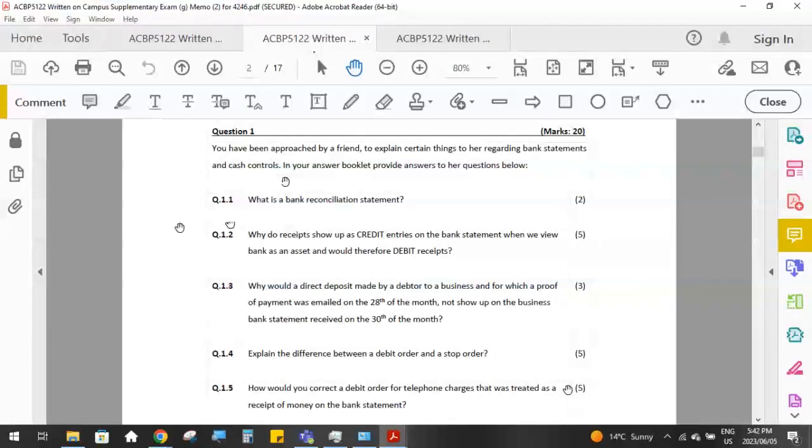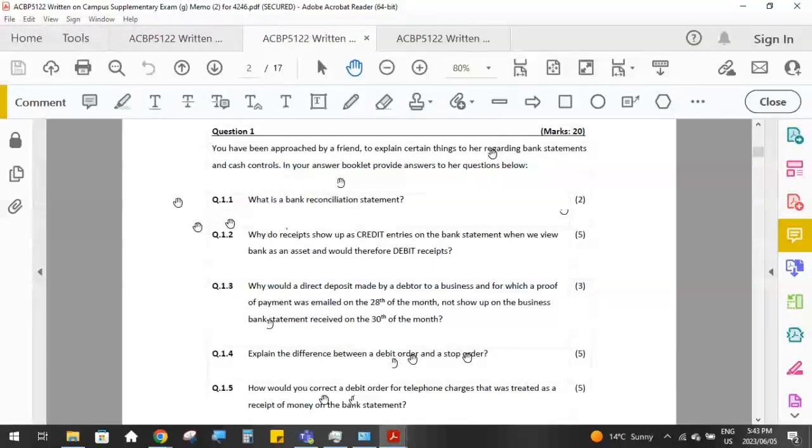And this was mostly theory questions. So what is a bank recon? Why do receipts show up as a credit entry? Why would a direct deposit made by a debtor to a business not show up on the business bank statement? Explain the difference between a debit order and a stop order. And how would you correct a debit order for telephone charges that was treated as a receipt of money on the bank statement?